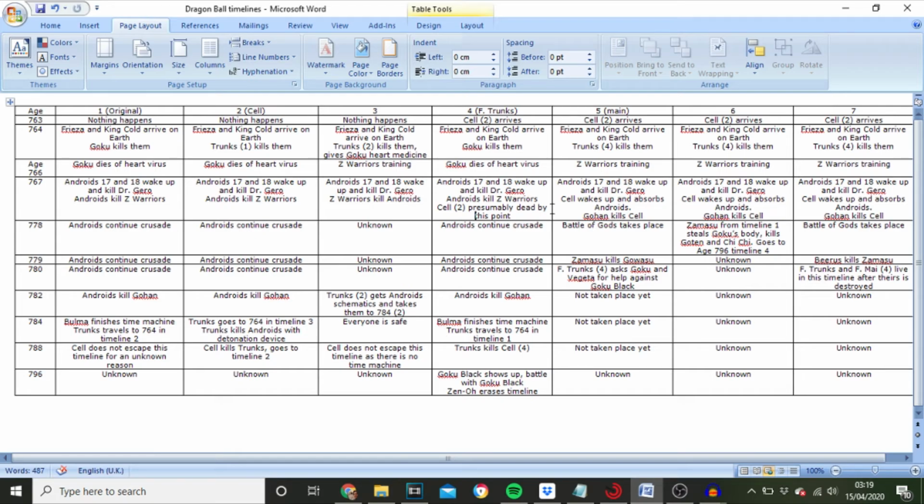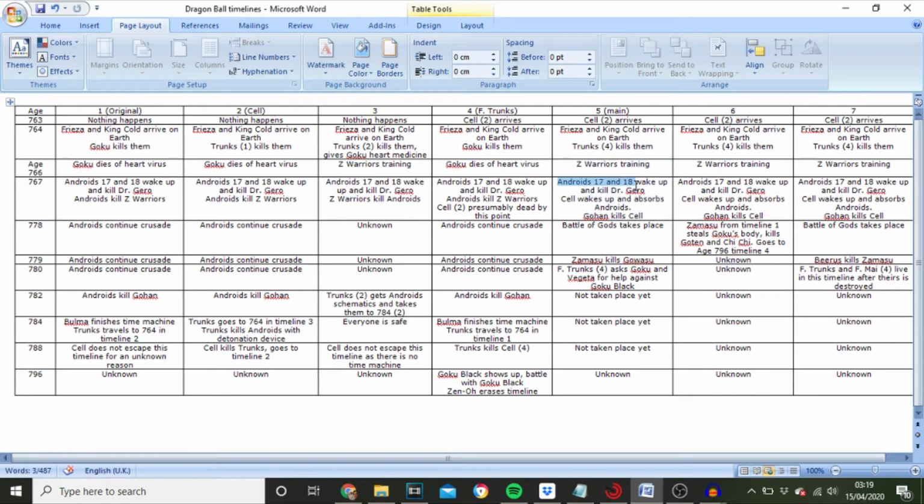So Future Trunks travels back in time to the main timeline. As we all know, as we've all seen in the anime, Frieza and King Cold arrive on Earth, and Trunks from Timeline 4 kills them. Warns them about the androids, gives Goku the heart medicine. Goku does not die in the main timeline, they're all training. Androids, I've skipped out androids 20 and 19, but we all know the situation with them.